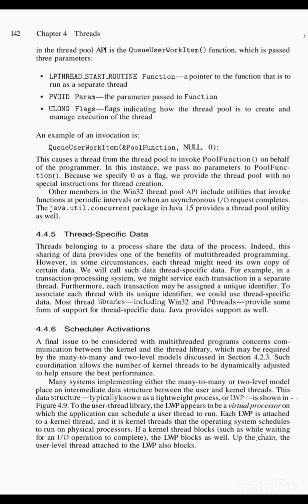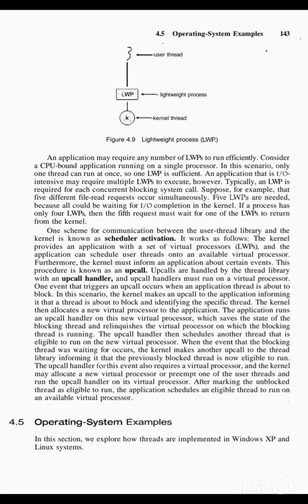If a kernel thread blocks, such as while waiting for an input-output operation to complete, the LWP blocks as well. Up the chain, the user-level thread attached to the LWP also blocks. Here, in figure 4.9, lightweight processes, that is LWPs, are shown. An application may require any number of LWPs to run efficiently.